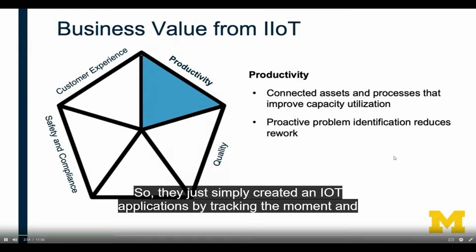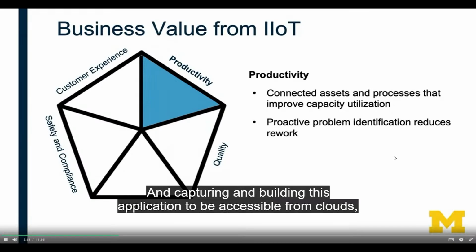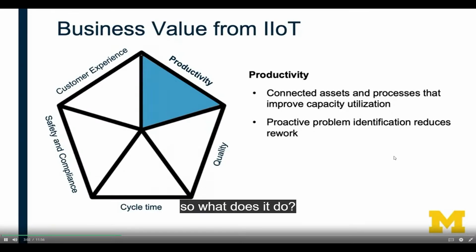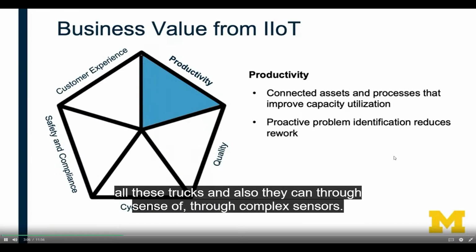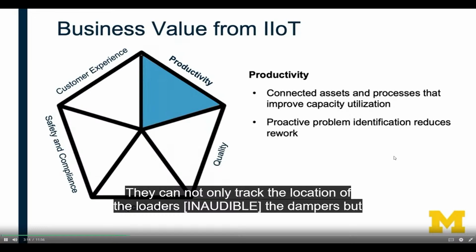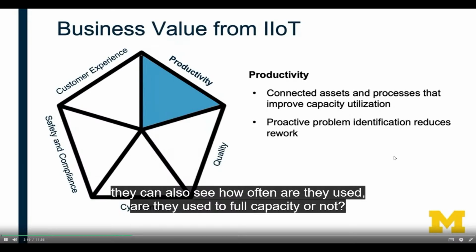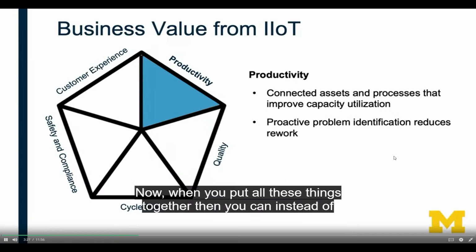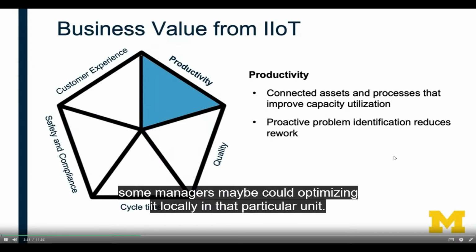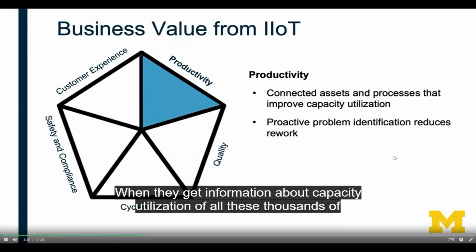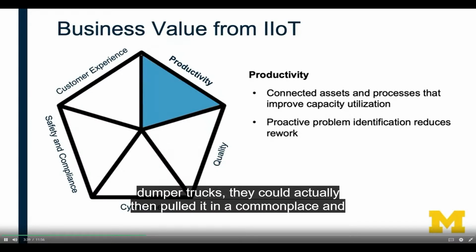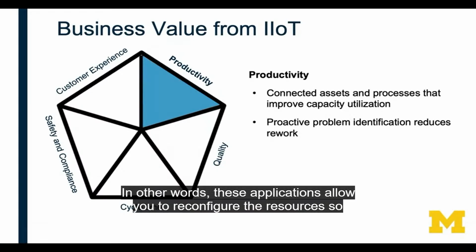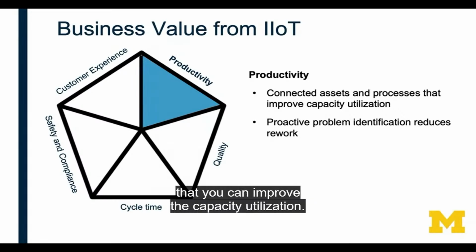So they simply created an IoT application by tracking the movement of all these dumper trucks, capturing data and building this application to be accessible from the cloud. What does it do? It gives real-time visibility for all these trucks, and through sensors, they can not only track the location of the loaders and the dumpers, but also see how often they are used to full capacity or not. All these different kinds of information you can capture through these IoT applications. Now, when you put all these things together, instead of some managers optimizing locally in that particular unit, when they get information about capacity utilization of all these thousands of dumper trucks, they could pool that in a common place and better allocate the resources. In other words, these applications allow you to reconfigure the resources so that you can improve the capacity utilization.